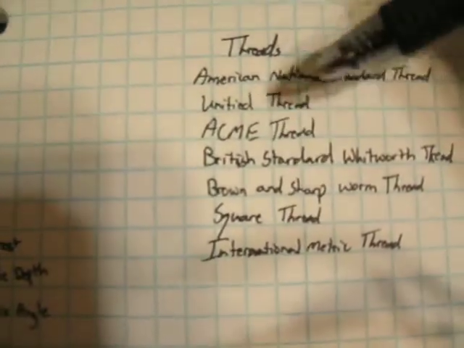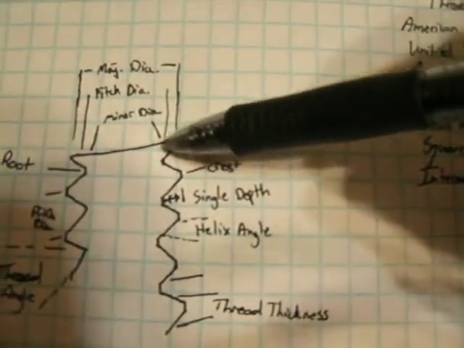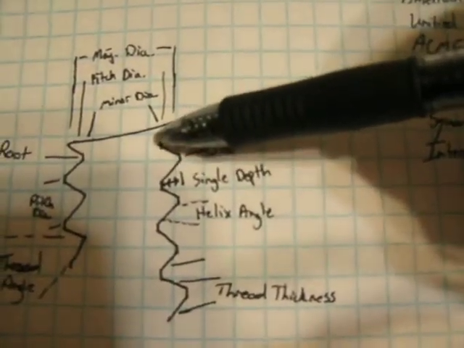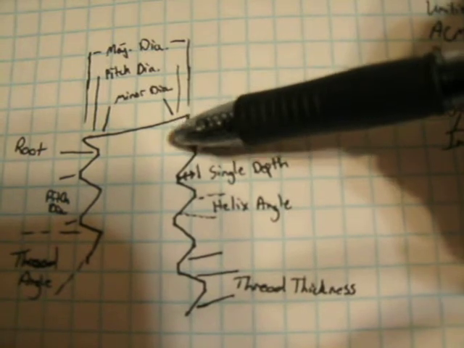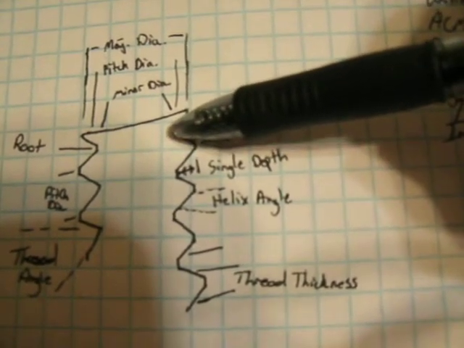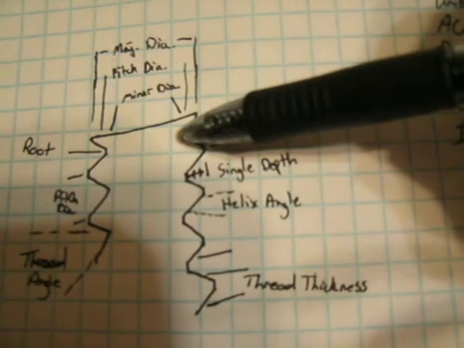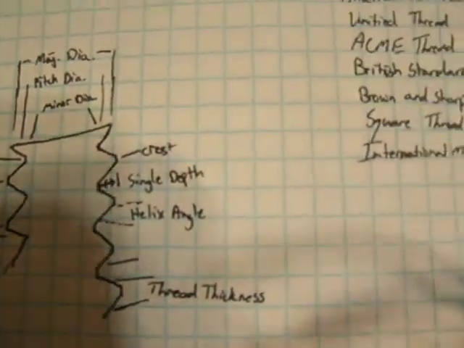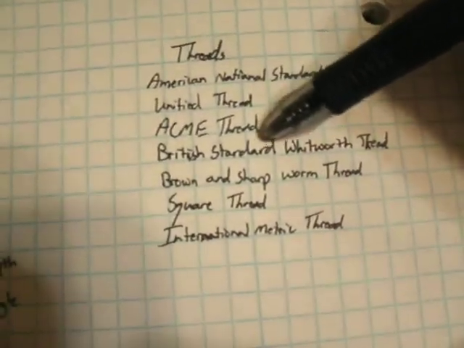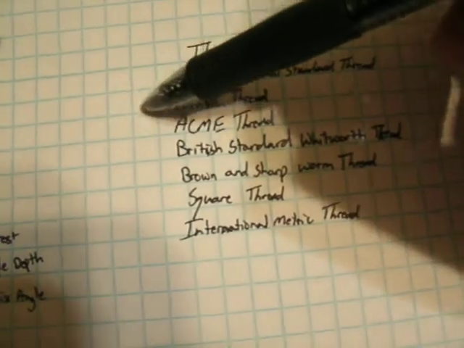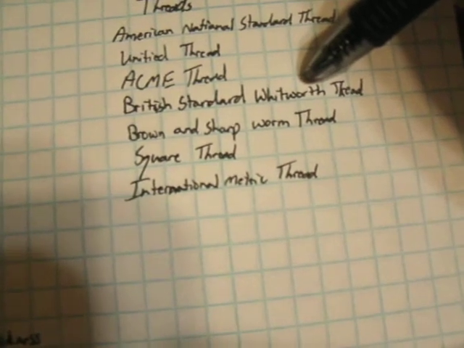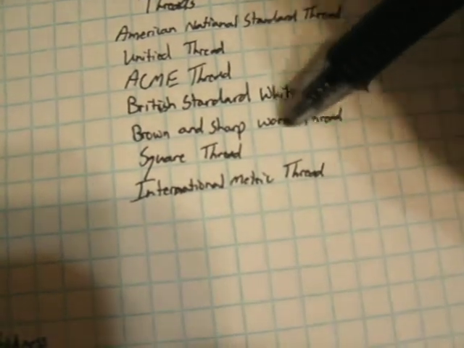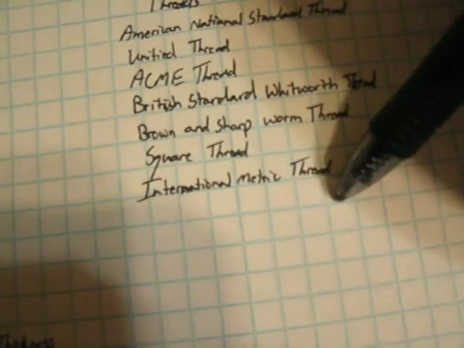So the reason we go with the unified thread is that when you get into metallurgy and weld analysis, having more of a rounded thread is better than a sharp angle at the root, and that just makes a better thread, I guess, is what you need to know. So then you've got an Acme thread. That's like your vise threads. It's more square. You've got a British Standard Whitworth thread, the Brown and Sharpe worm thread, a square thread, and then you've got your International Metric thread.